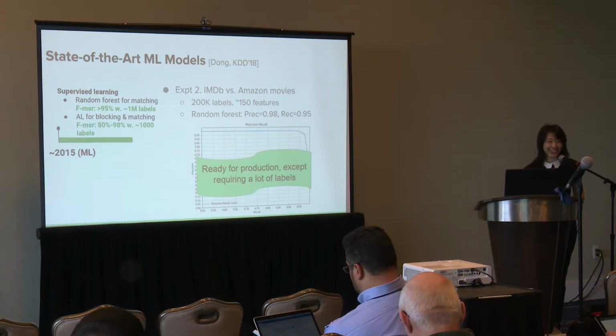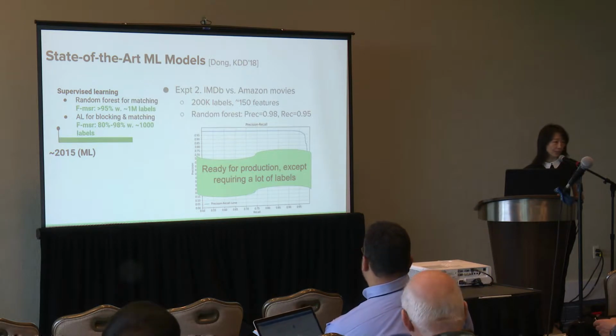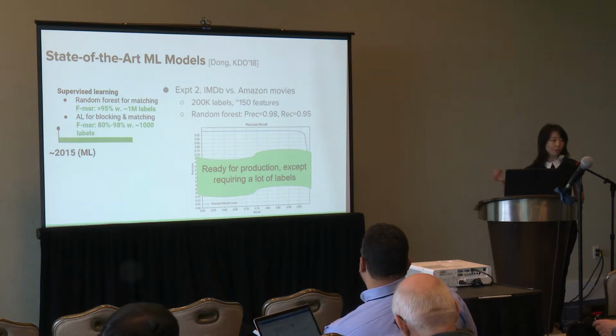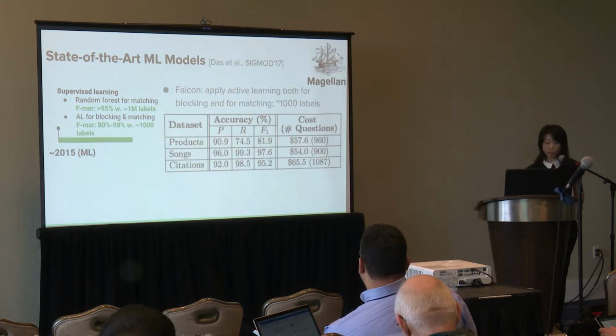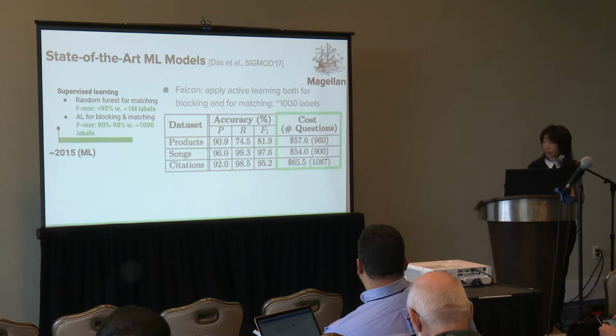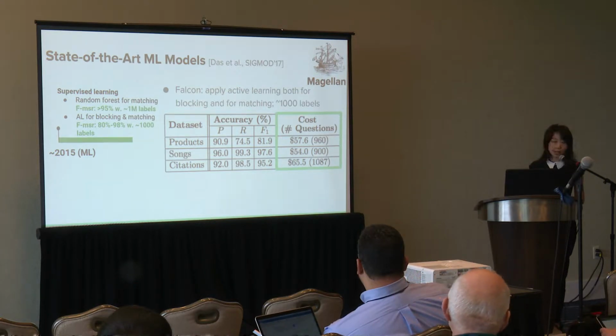Yes. Okay. So in terms of performance, it is already ready for production. However, it requires a lot of labels. We have been talking about 1.5 million labels or 200K labels, and it is very hard to collect so many labels. So there are results about using active learning. This is the Magellan paper, and it shows that with just 1,000 labels, when we do active learning, we can get quite high precision and recall for various kinds of data sets.